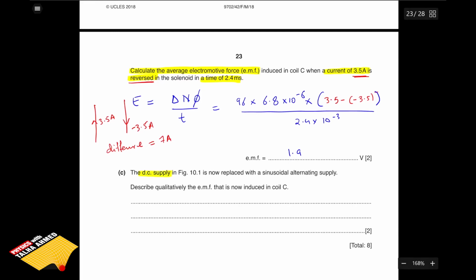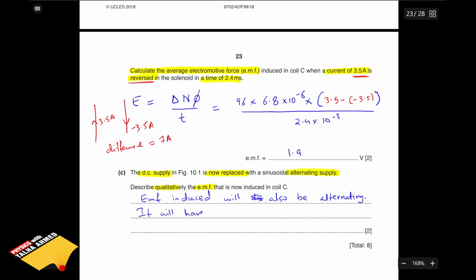Now, part C. The DC supply in figure 10.1 is now replaced with a sinusoidal alternating supply. So this time around, you have an alternating supply, which does not give you a steady current. It's a current whose direction and value keeps changing. So they're asking what kind of EMF is now going to be induced in coil C. First of all, you don't have to reverse or switch on or switch off the DC voltage because alternating changes by itself.